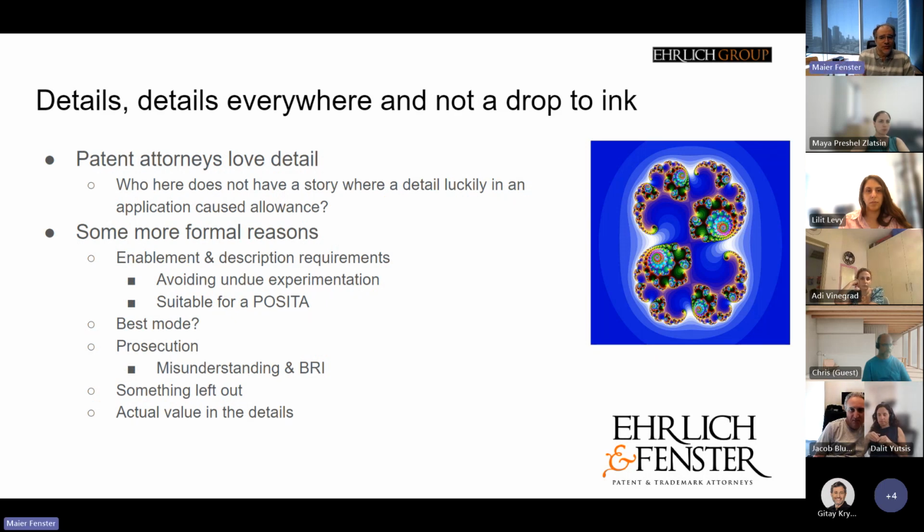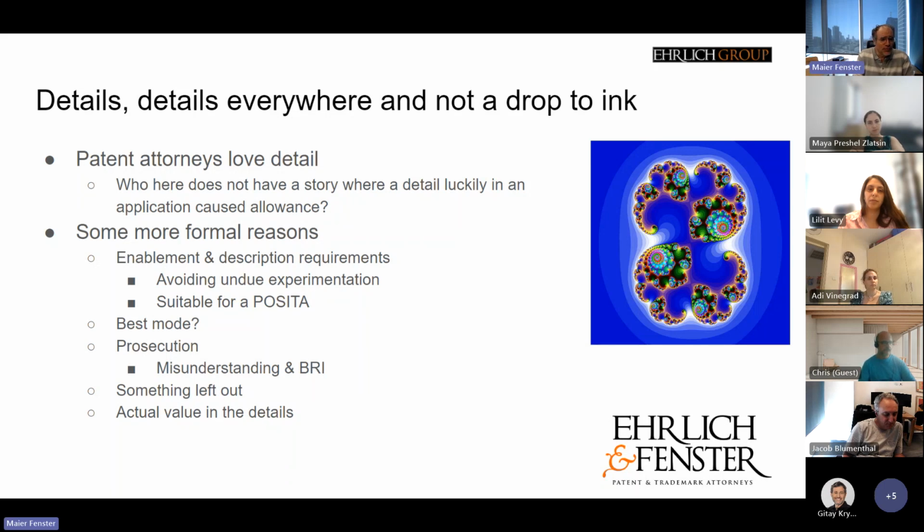I used this beautiful fractal image because the more you dig in, the more details there are, just like in the first example of the chair. And patent attorneys, we love details. Everybody here has a story where the patent was about to be rejected, but luckily there was some detail in the specification which we were able to put into the claim, and the examiner said, yes, we're giving you a patent. We also have the opposite kind of story.